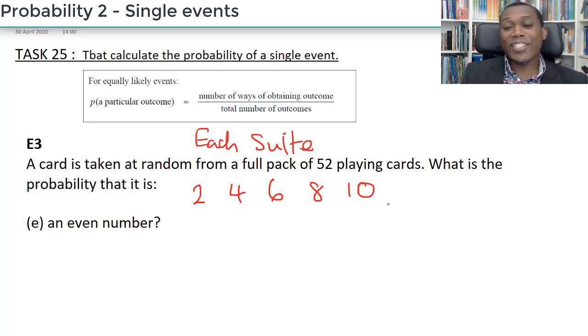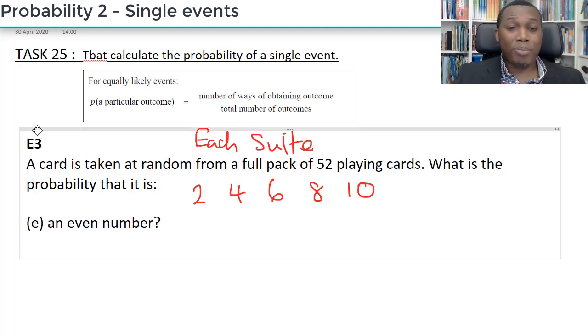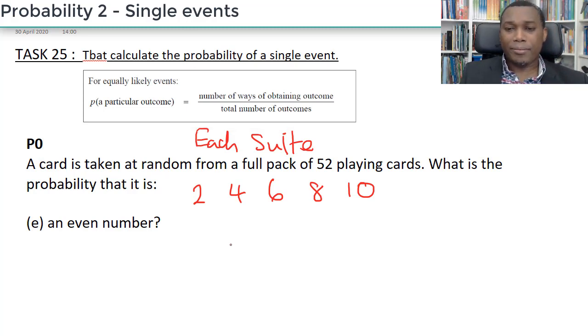But 2, 4, 6, 8, 10. Those are the options for even numbers, and you're a bit forgiven. That's one of the reasons I was wondering if I should do what is now P0, because your knowledge of it does rely on your knowledge of a deck of cards, which clearly you can see I'm a bit shaky on. But I think I'm right. Okay, 2, 4, 6, 8, 10. Those are the numbers in each suit.